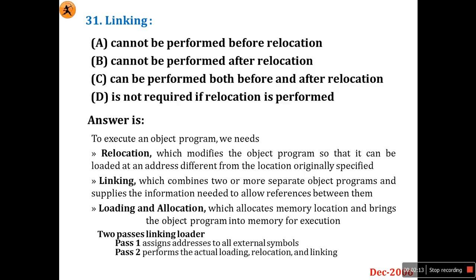So actually in a two pass linking loader, the first pass assigns the address to all external symbols, and the second pass performs the actual loading, reallocation and linking. This is the overview of compiler design, system programming. Now go for linking cannot be performed before reallocation. Means what? First you need to link it. Actually linking is not performed after reallocation, because first link then load it. So you can answer this question easily.